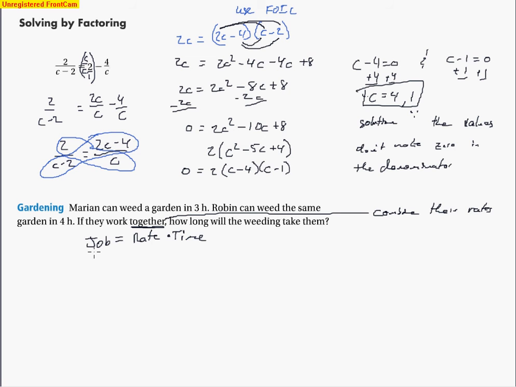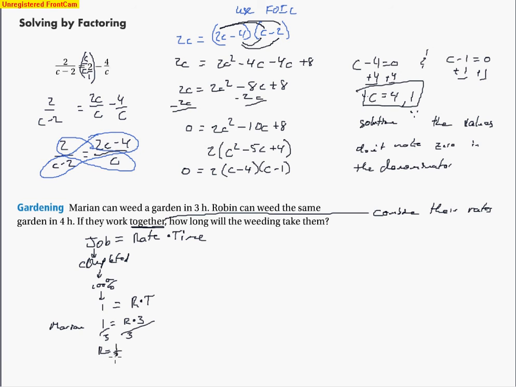So a job completed represents 100%. Now if I wrote 100% as a decimal, it would just be 1. So basically 1 equals the rate at which one works times time. So I can find out how fast somebody works when I take their time and divide it into 1. And so I'm going to take a look at Marion. So Marion's rate, we're trying to find that out after 3 hours.